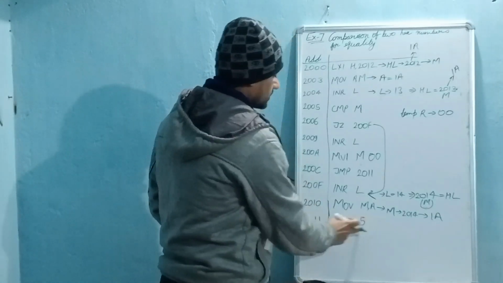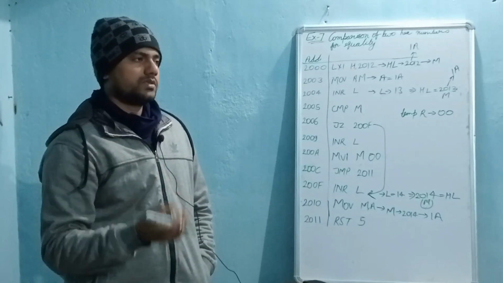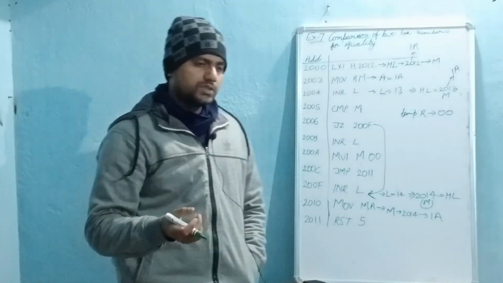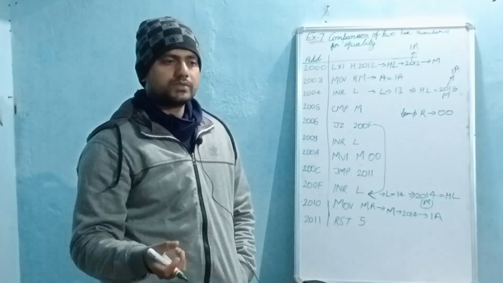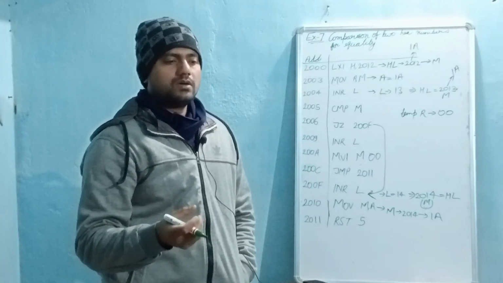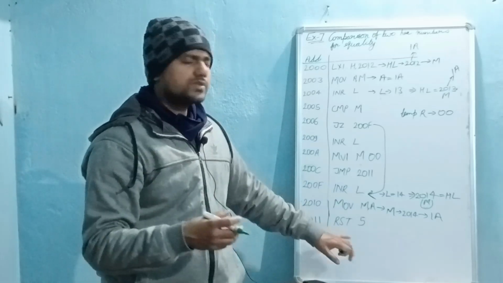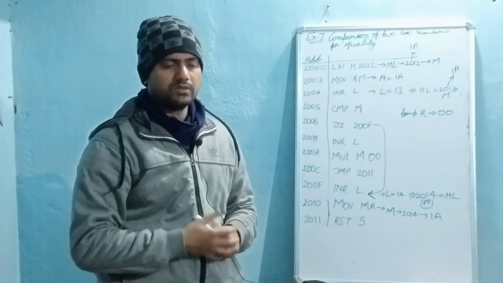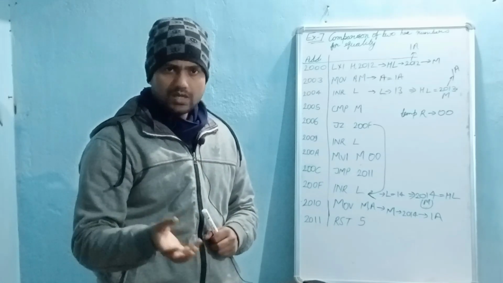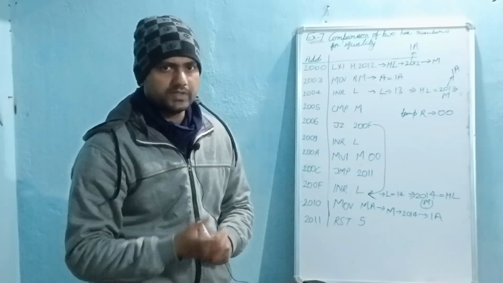And then the next instruction given is RST 5. This instruction is a kind of subroutine. Simply, you can say this instruction sends the processor to a subroutine, which ultimately leads the processor to stop further processing.